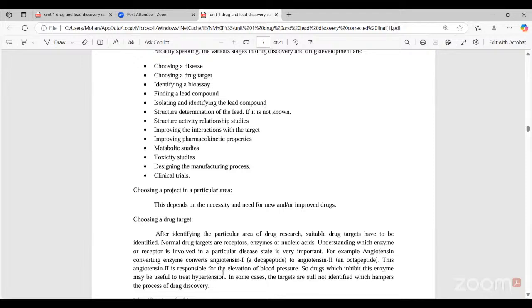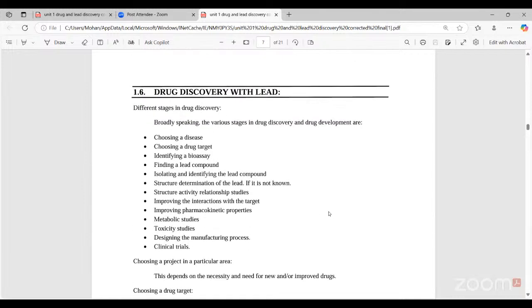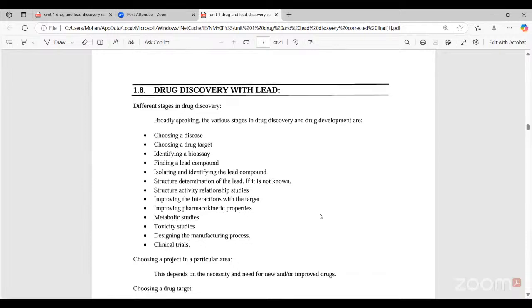After satisfying all these clinical trials, it finally goes to marketing. Before that marketing, there is approval. After clinical trials, it goes to the approval step, with approval authorities like the Food and Drug Administration (FDA). Then finally, it goes for marketing. So these are the stages for the drug which is discovered with the lead compound.